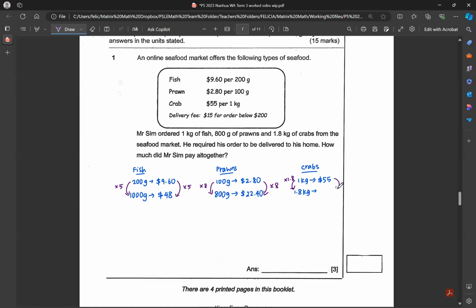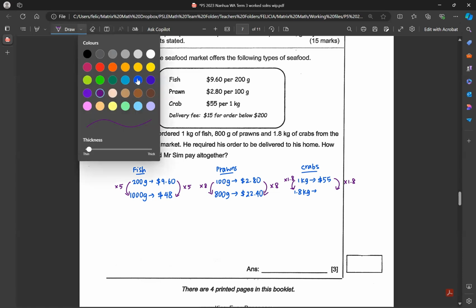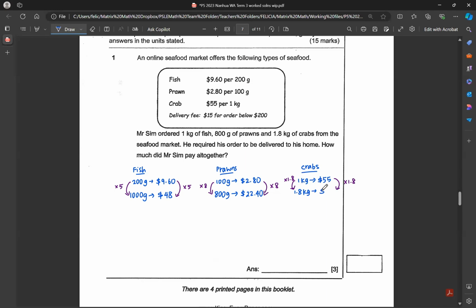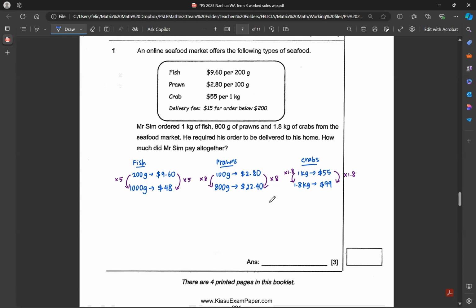So you're going to do the same on the right hand side for the cost. $55 times 1.8 will give us $99 for this. So that's the cost of the crab. You're allowed to use a calculator, so rest assured, just go ahead and multiply this way. Now, what is the total that he's spending on all the seafood?